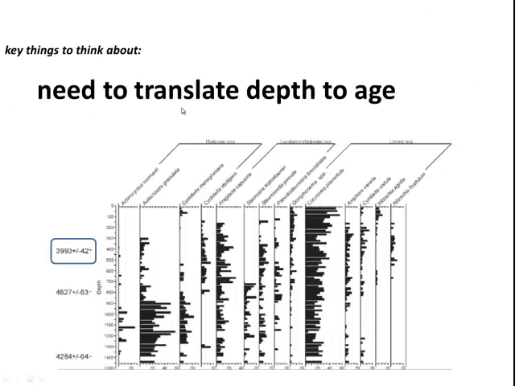So what we need to do is we need some mechanism by which we can translate, as you can see here, from depth to absolute age. In other words, we need some mechanism by which to put the data that we're going to collect as our environmental proxy into a chronological context.